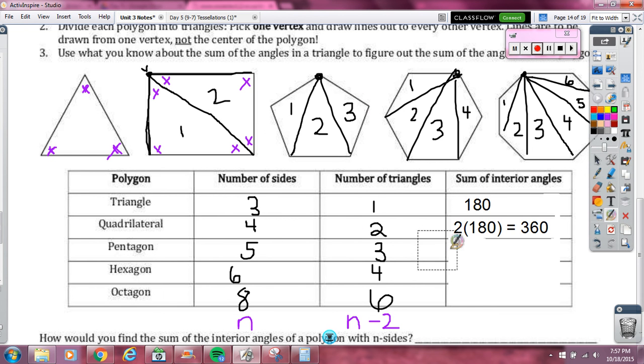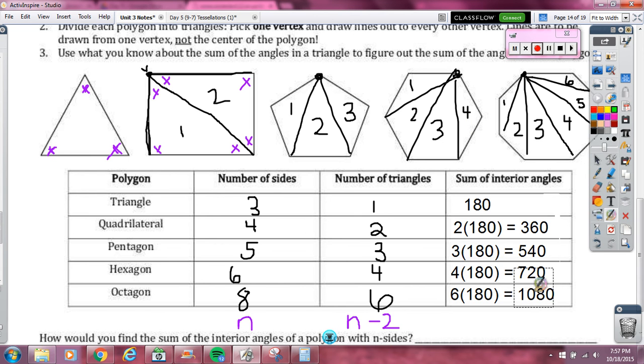When I think about the pentagon, there's 1, 2, 3 triangles. Each one has 180 degrees. So 540 would be all my interior angles. 720 for the interior angles of a hexagon, and 1080 the interior angles of an octagon. Again, interior angles would be all these inside guys that I'm marking with X's.